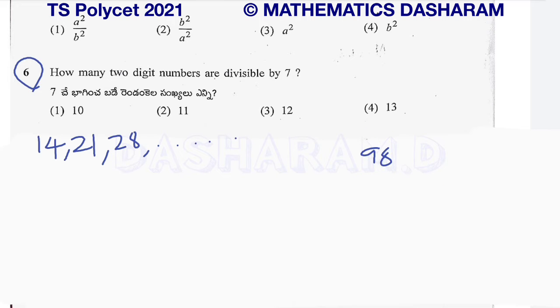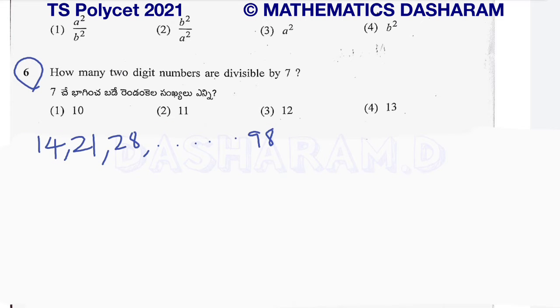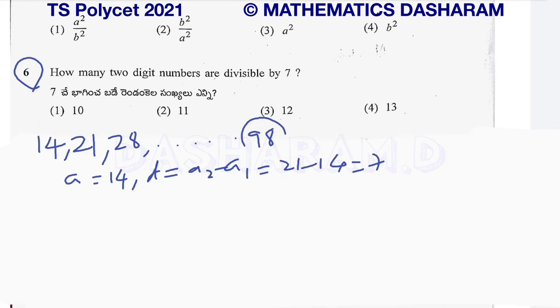So then the last two-digit number is 98, and this series will be in arithmetic progression. So here the a value is 14 and the d value, that is the common difference, a2 minus a1, so 21 minus 14, is equal to 7. So then how many two-digit numbers are divisible by 7? That means this last number should be equal to an.